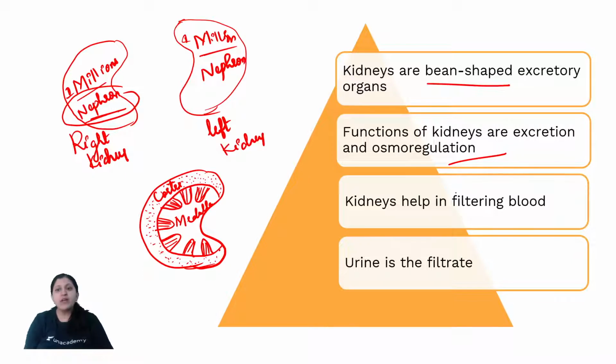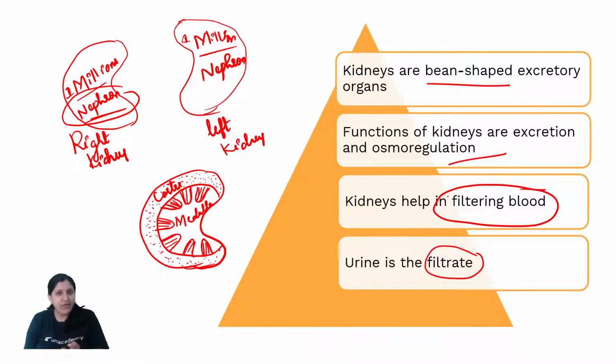Kidneys help in filtering the blood. So how exactly does blood filtration occur? By a process called ultrafiltration, then reabsorption, and there is also tubular secretion occurring, mainly ultrafiltration and then reabsorption. They have a role in maintaining the same concentration of blood by getting rid of the waste products. Urine is actually the filtrate, that is, after the filtration of blood is done.